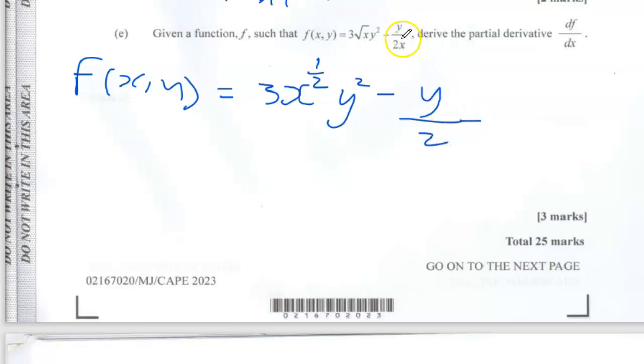And the x, I want to bring it up because I want to differentiate it. So x is in the denominator. So x is x to the power 1. And one of the laws of indices is that we can bring up the term, but we have to change the sign of the power.